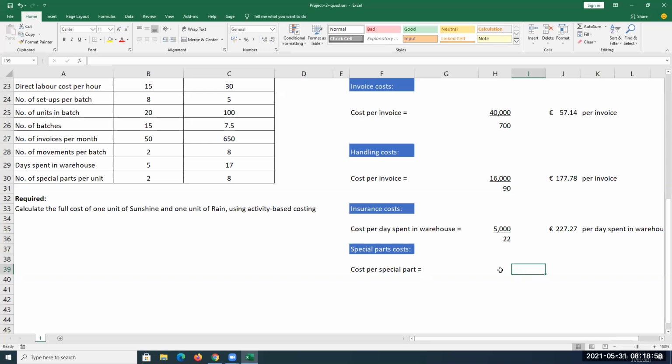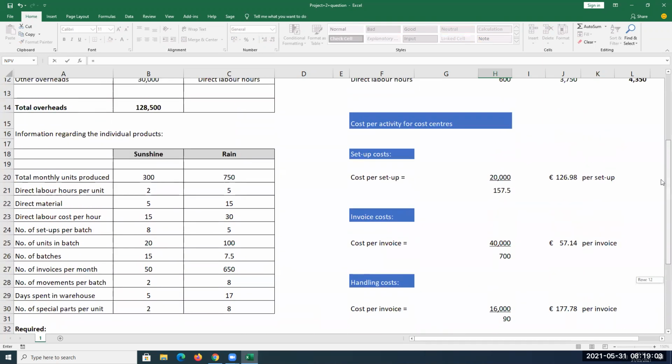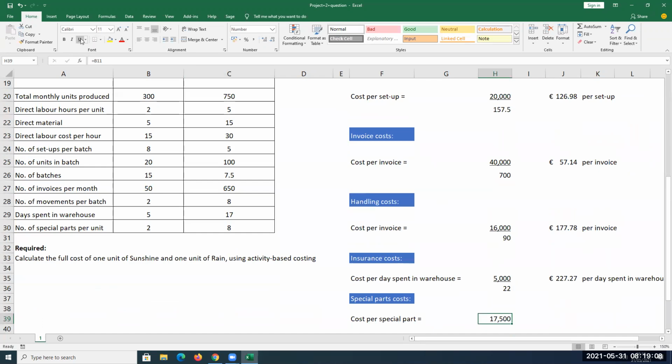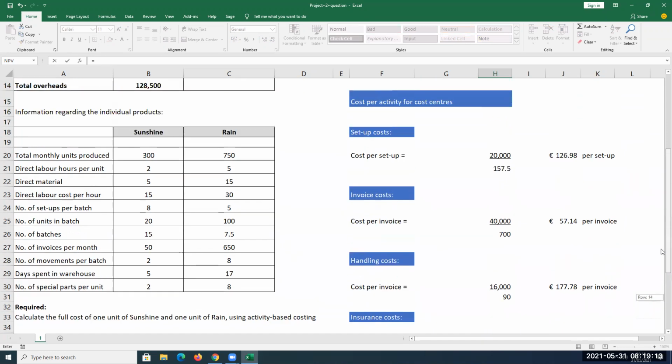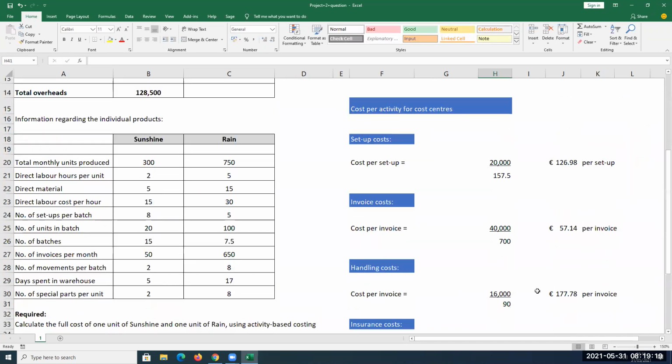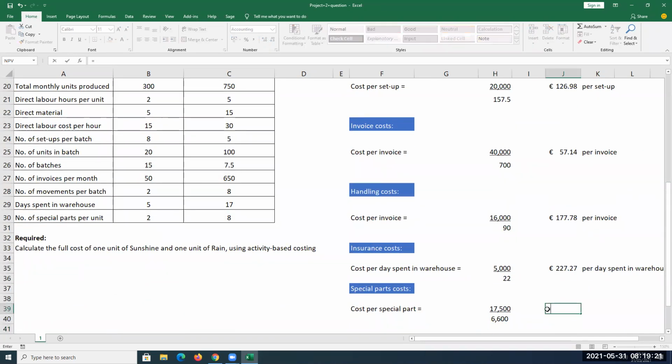Okay. Now the total overheads relating with special part cost is 17,500. So divided by number of special parts we calculated. Total number of special parts we calculated 6,600. 17,500 divided by 6,600. So 2.65 euro per special part. So this is the cost.